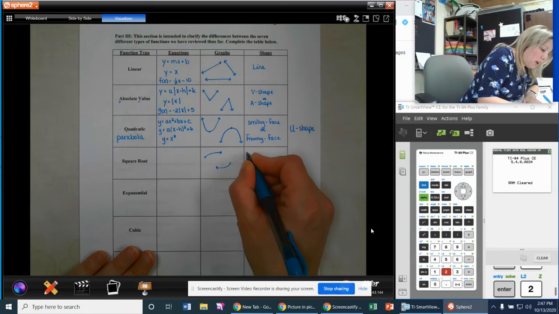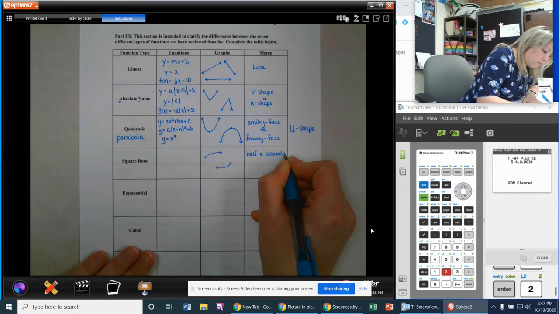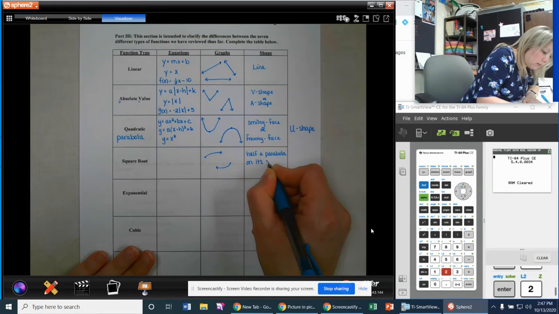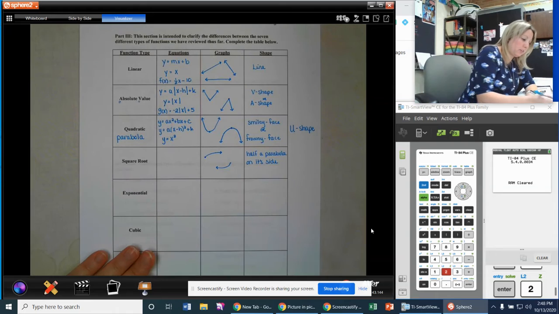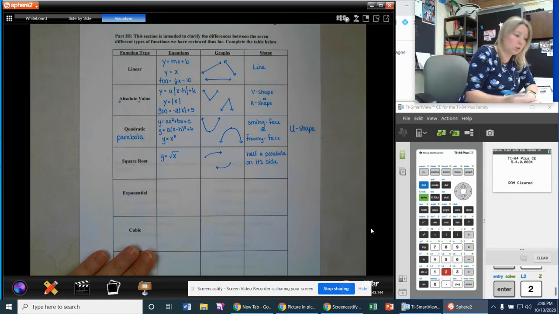So it's half a parabola on its side, right? Half a parabola on its side looks like this. We'll just do the general: y equals the square root of x. You might see something like this.